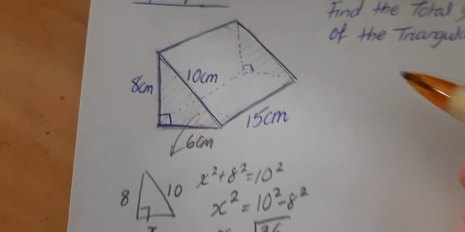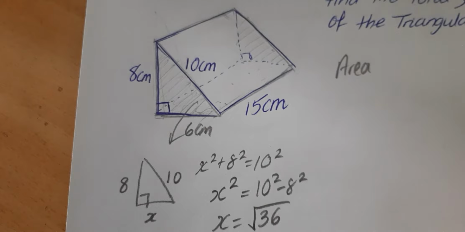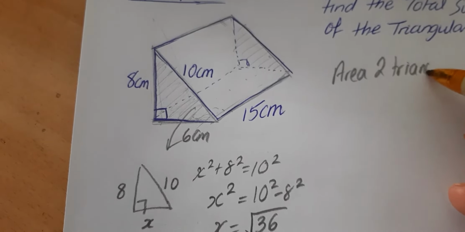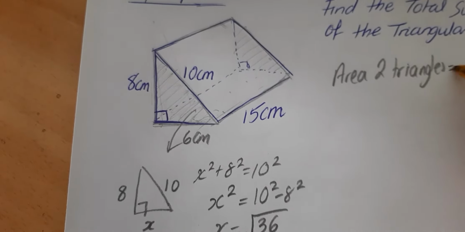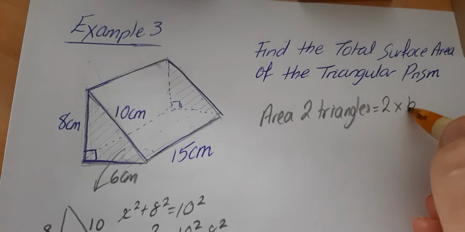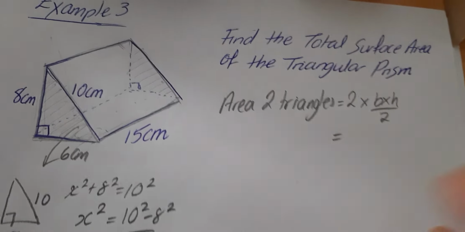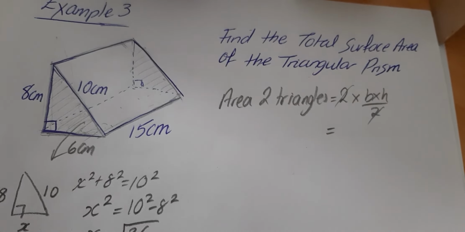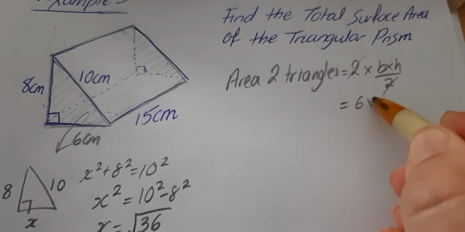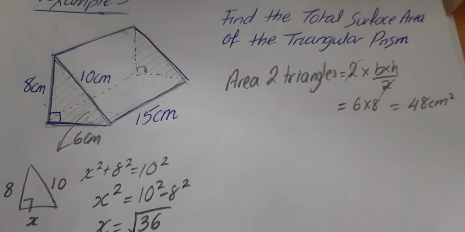All right, so the area of the two triangular sides. So area, we can say front and back, or we can say two triangles. I'll say two triangles so my person who's reading this can know what I'm doing. I'm going to say is 2 times base times height over 2. I have 2 of those. Okay, I can already see that these two cancel. So it's just the base times the height, which is 6 times 8, which is 48 centimeters squared.